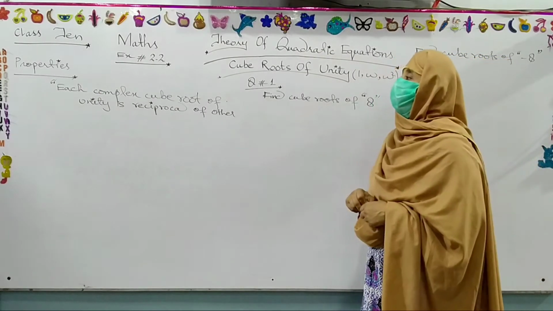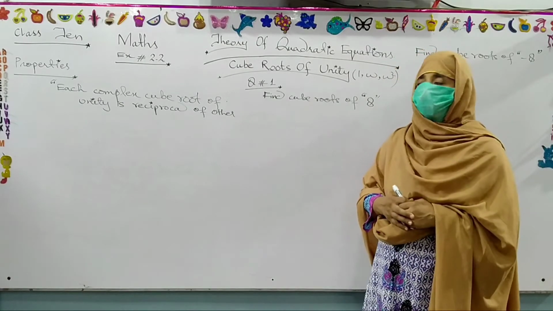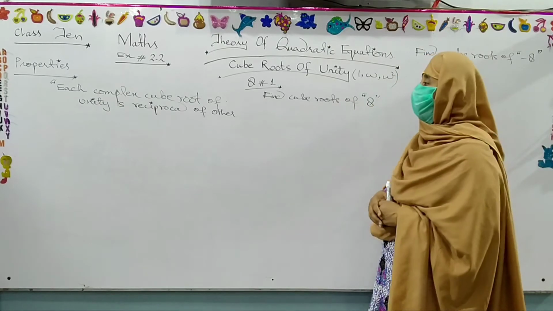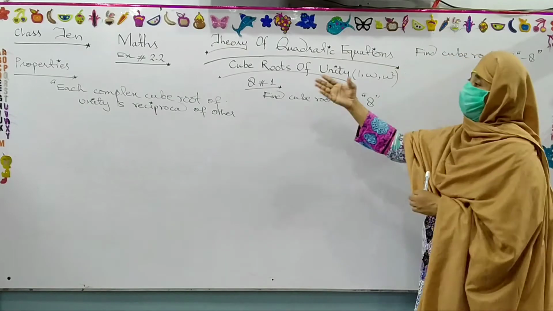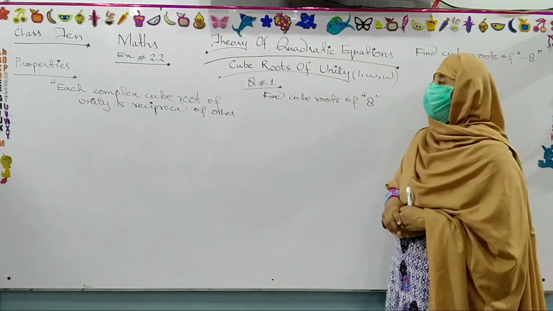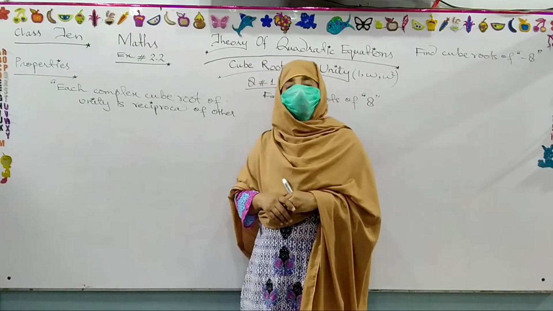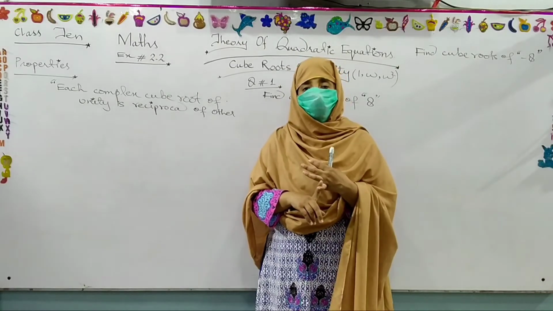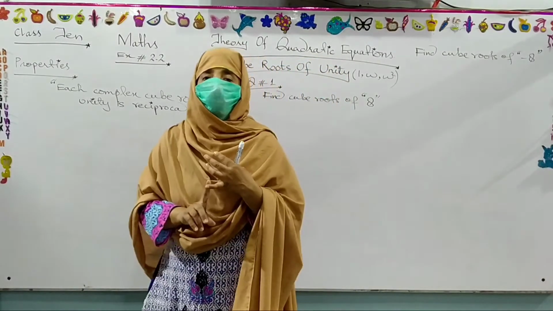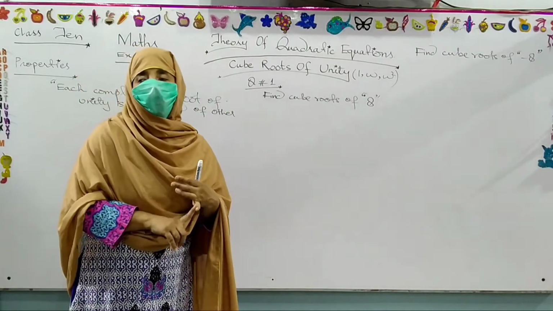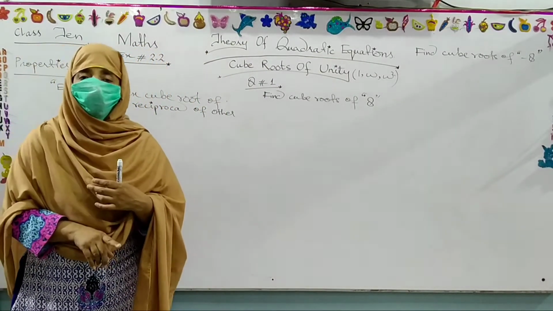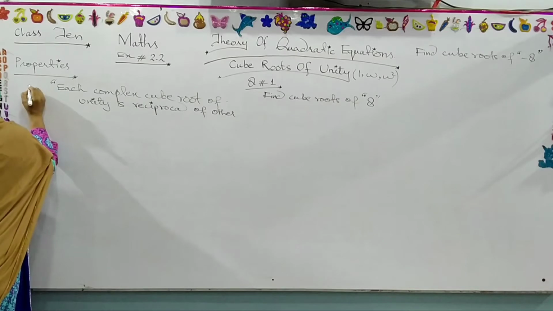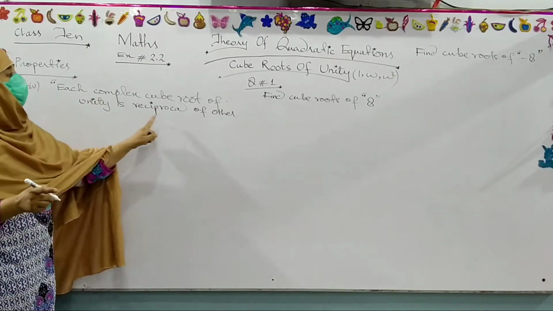I hope that you have learned the previous lecture well, and you have learned how we will find the cube roots of unity. Now, we have discussed in the previous lecture the properties of cube roots of unity. What are the properties of cube roots of unity? We will revise. First of all, our first property is the sum of all cube roots of unity is 0. Second, the product of cube roots of unity is 1. And third, we have discussed each complex cube root of unity is the square of the other. Now, our fourth property is each complex cube root of unity is the reciprocal of the other.